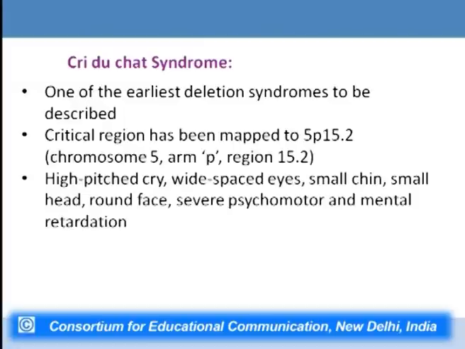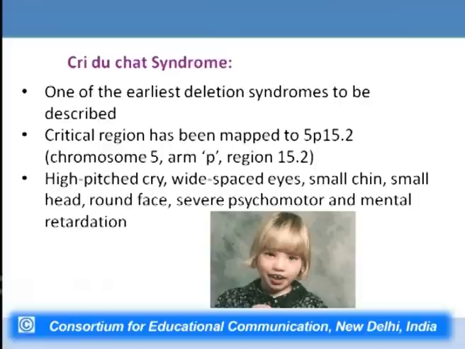The individuals have a high-pitched cry, widely spaced eyes, a small chin, small head, round face, and they show mental retardation. This picture is of individuals suffering from Cri-du-Chat syndrome.